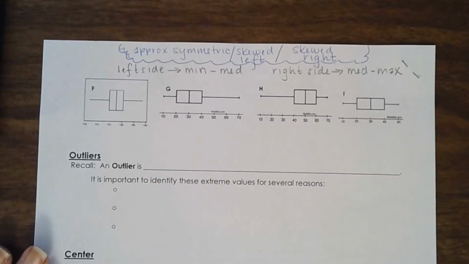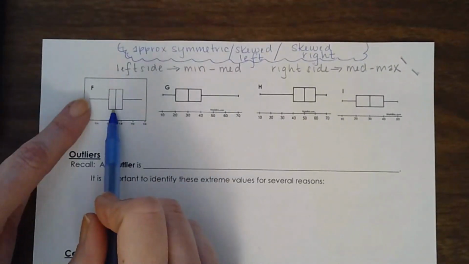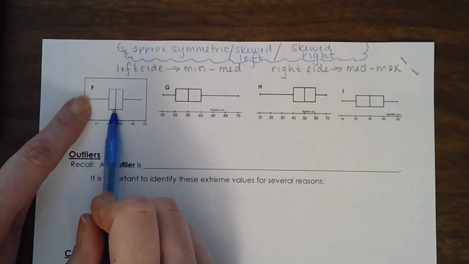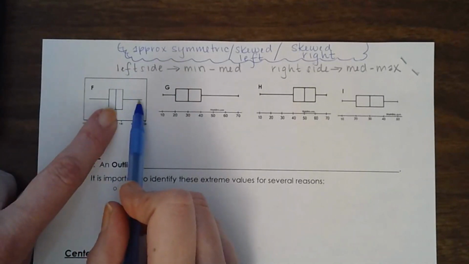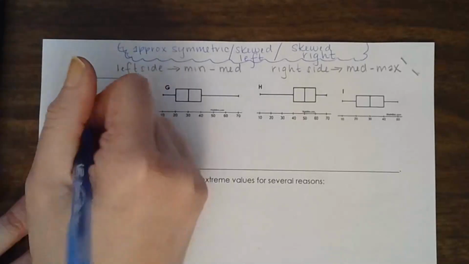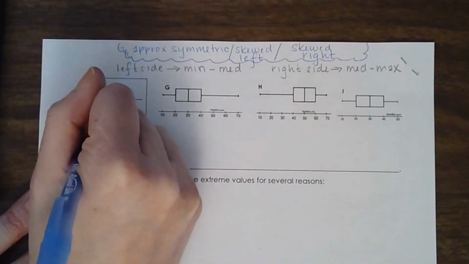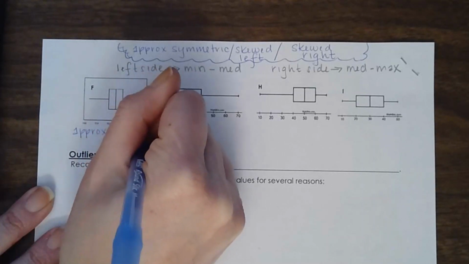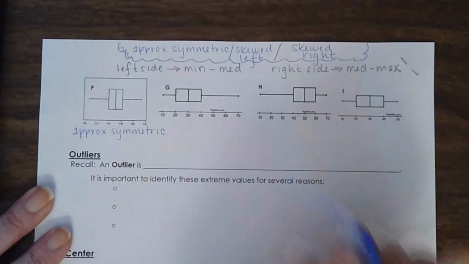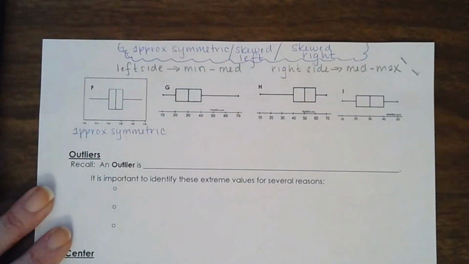So for this first one, the left side of the graph, my min to my median, is about the same distance from my median to my max. So this one is approximately symmetric. Try the next three.